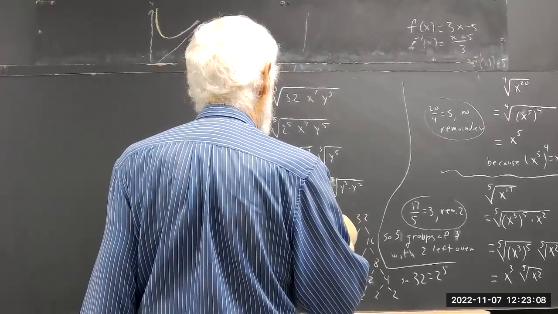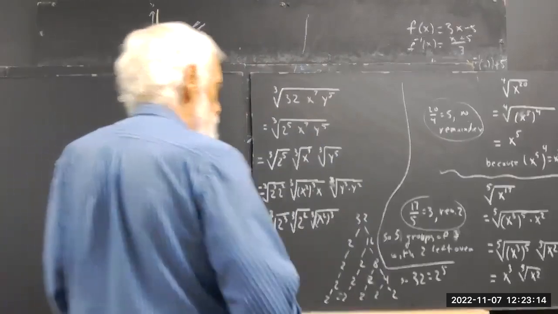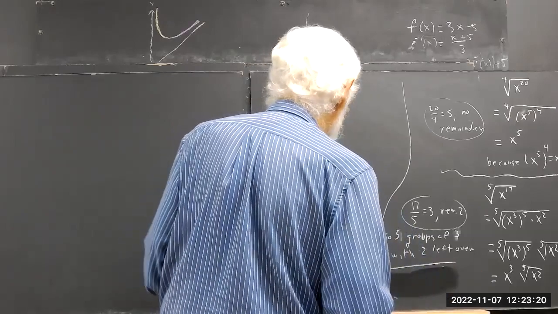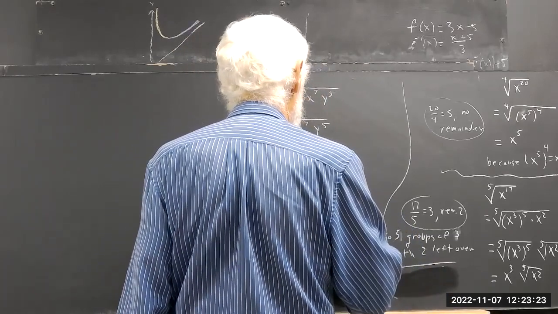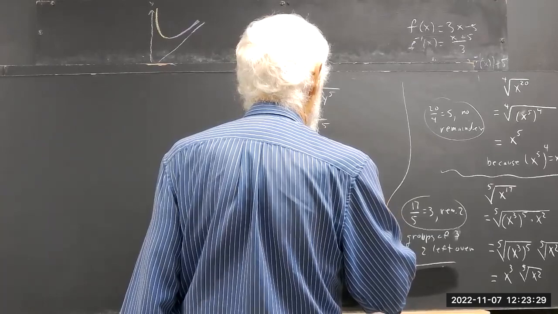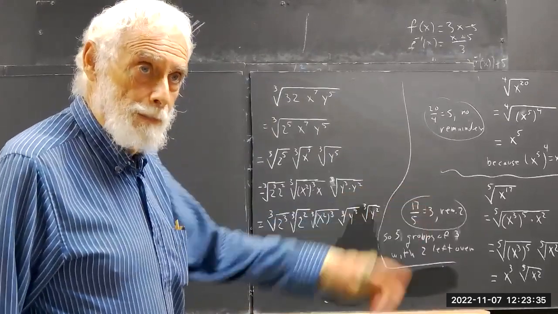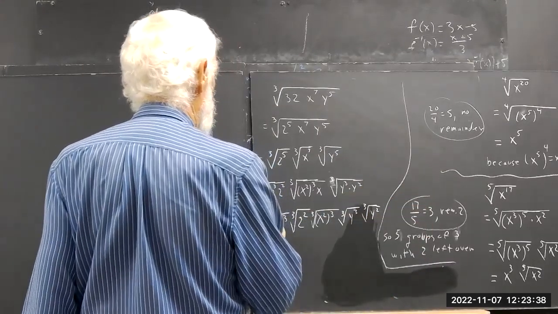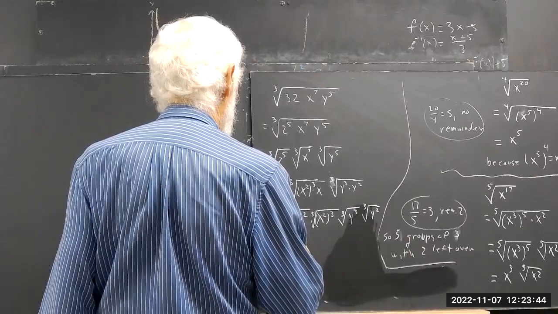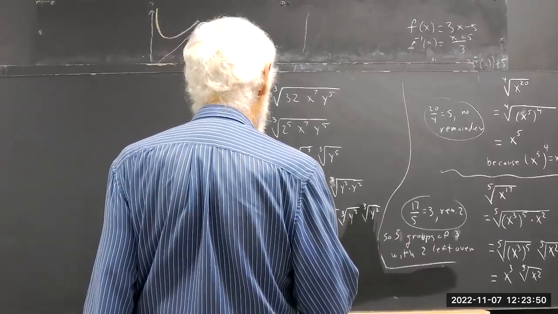times the cube root of x squared cubed. Okay, that times the cube root of y cubed times the cube root of y squared. Write all that out. And then we know the cube root of 2 cubed is 2. Cube root of 2 squared is just cube root 2 squared. We can't take the cube root of anything inside of there.